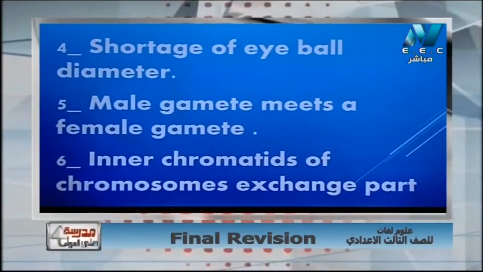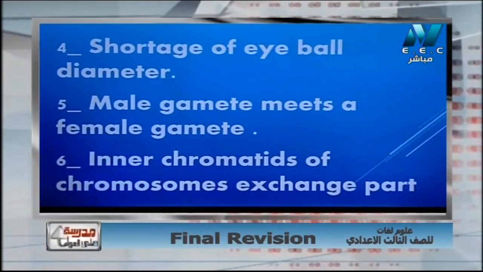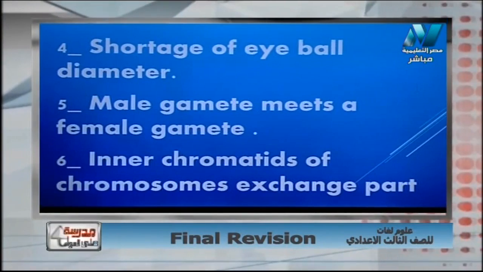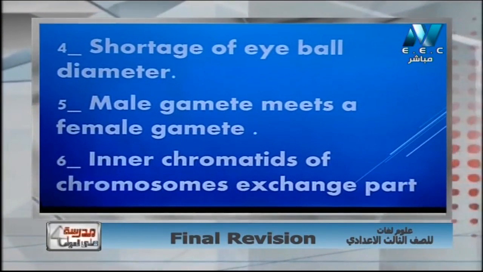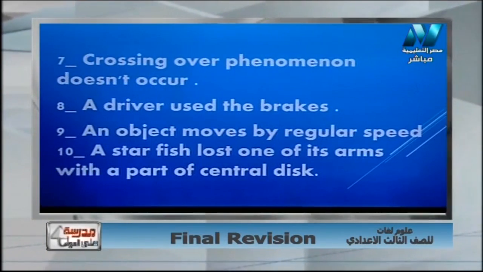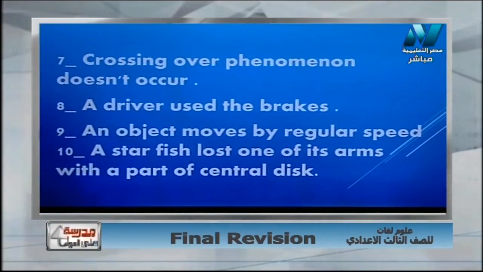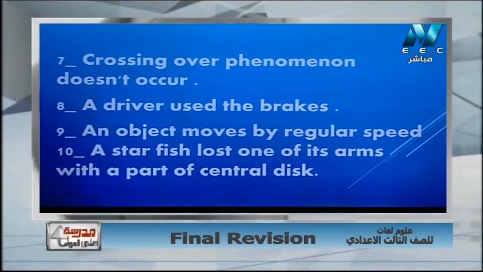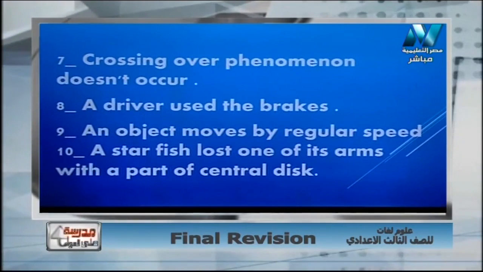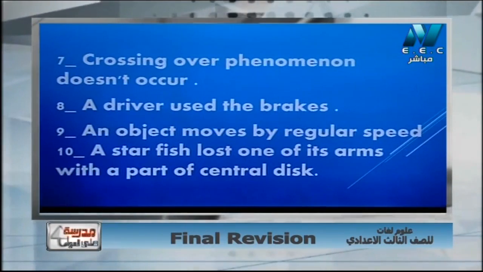Long-sightedness. Number 5, male gametes meets a female gamete. They form zygote. Number 6, inner chromatids of chromosomes exchange parts. So crossing over phenomena occurs and genetic variation. 7, crossing over phenomena doesn't occur. What is the importance of crossing over phenomena? Genetic variation. So what happens if no crossing over phenomena? No genetic variation. 8, driver used the brakes. The body moves with negative acceleration or deceleration.